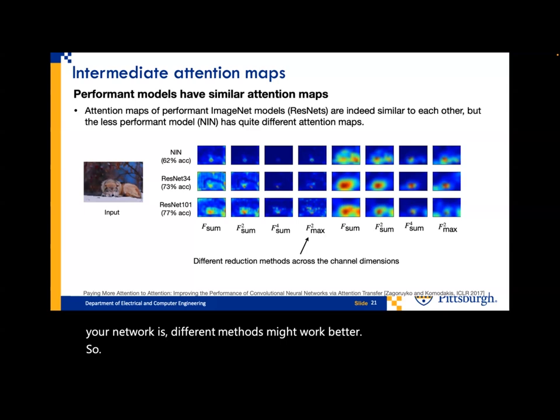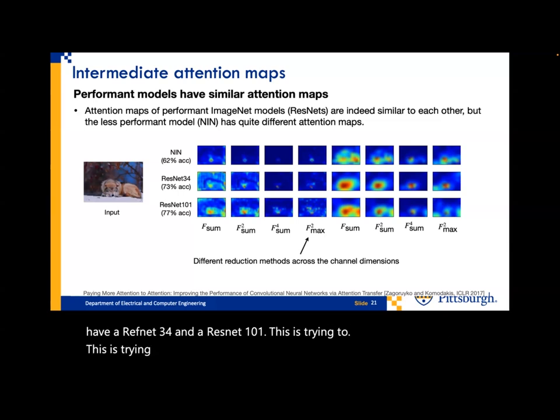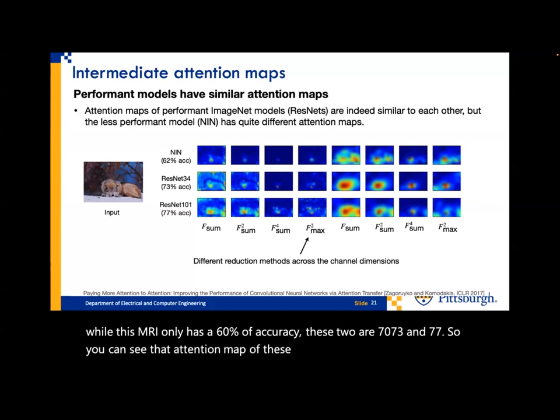This one basically shows that the better-performing models have similar attention maps. This is a NIN network, then I have a ResNet 34 and a ResNet 101. This is trying to see how similar the attention maps are. You can see that while this NIN only has 62% accuracy, these two are 73 and 77. So the attention maps of these two ResNets are more similar.